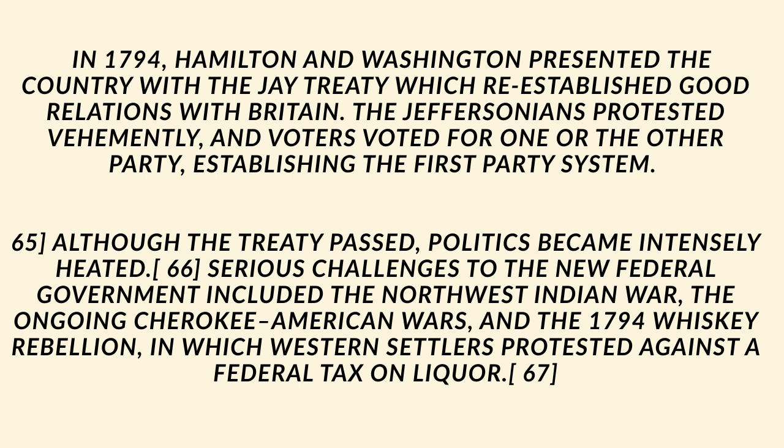In 1794, Hamilton and Washington presented the country with the Jay Treaty, which re-established good relations with Britain. The Jeffersonians protested vehemently, and voters voted for one or the other party, establishing the first party system. Although the treaty passed, politics became intensely heated. Serious challenges to the new federal government included the Northwest Indian War, the ongoing Cherokee-American Wars, and the 1794 Whiskey Rebellion, in which Western settlers protested against a federal tax on liquor.